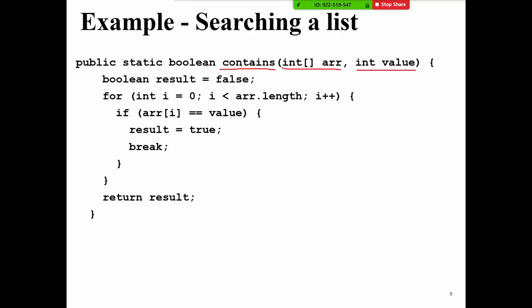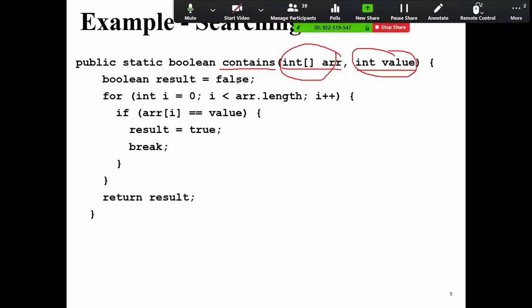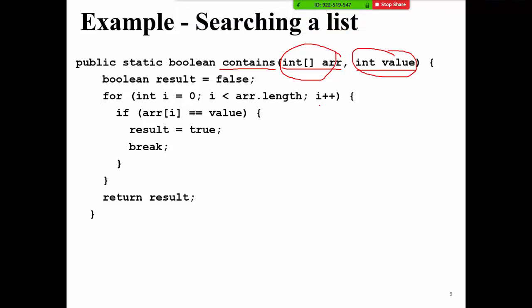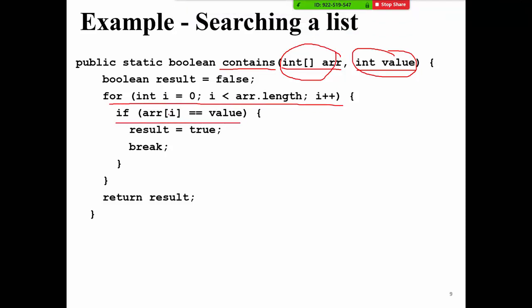This method is called contains. It receives an input array as an argument, and it receives another input, the value that you are looking for. Now, the Boolean result is equal to false. We're going to run through a loop over all the elements inside the array, and we check element by element. If the value that we are looking for is equal to the element of the array at i, then we say result is equal to true, we break from the loop, and we return result to the user.